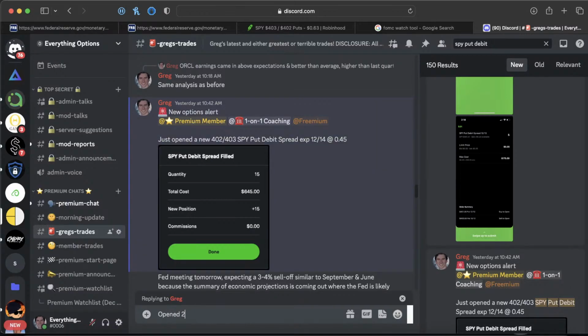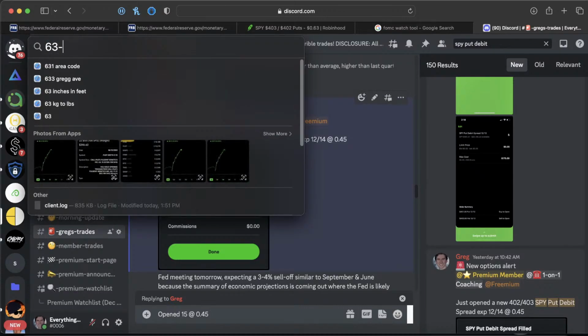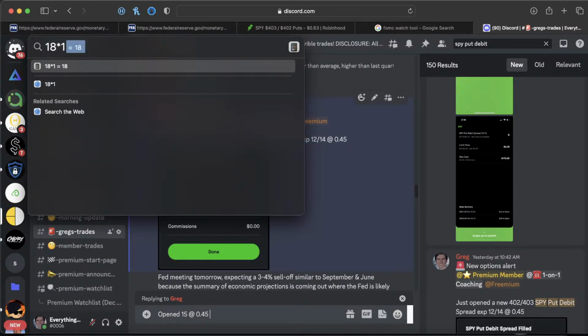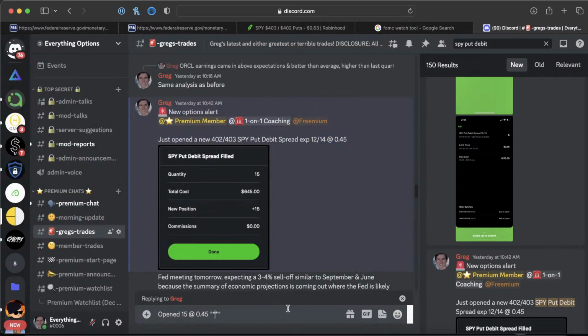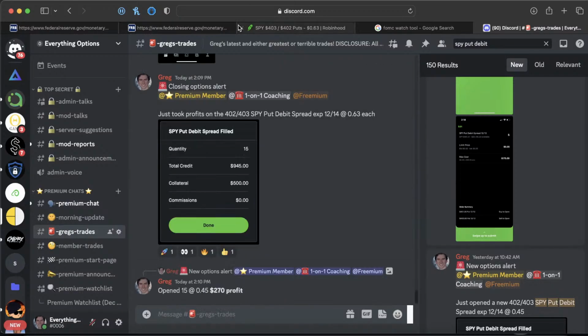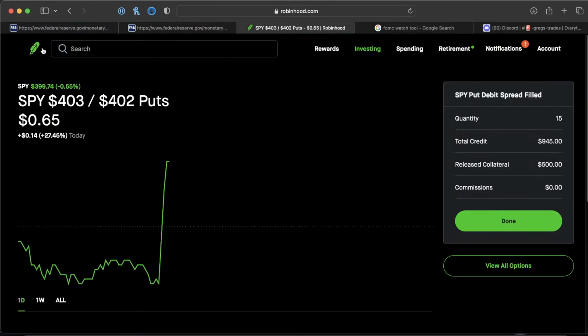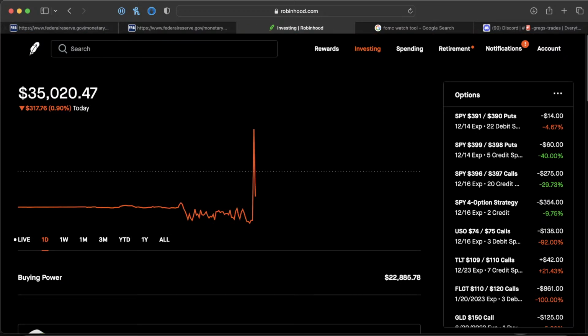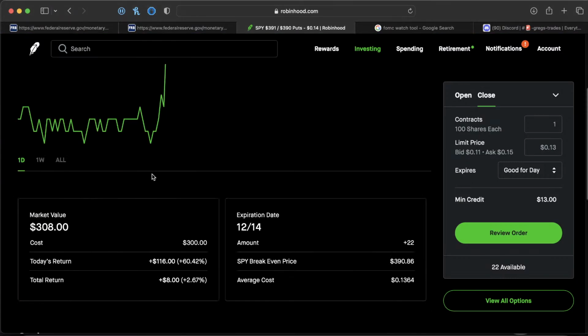Opened 15 at 45. So 63 minus 45 is 18, times 15, made a nice little $270 profit. Thank you, Jerome Powell, for the money. Jerome Powell is my personal money printer. Let's see. What else we got here? Got some more money on the line. That put debit spread, the 391, is actually breaking even that I opened previously.